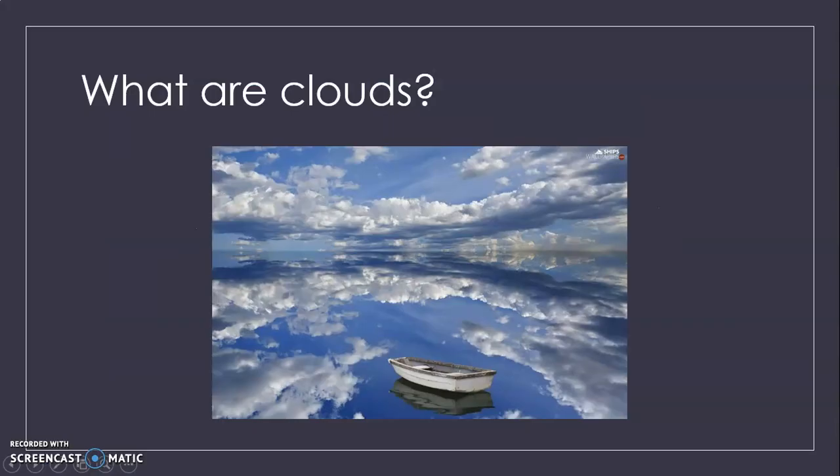So what are clouds? Clouds are visible accumulations of tiny water droplets or ice crystals in the Earth's atmosphere. Clouds differ greatly in terms of size, shape and color. They can appear thin and wispy or bulky and lumpy.